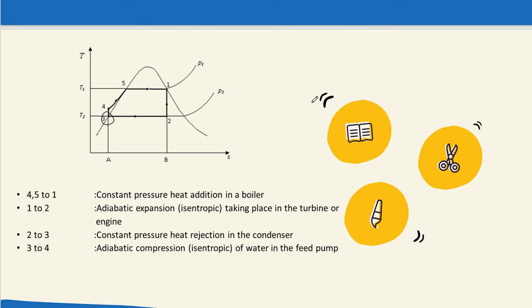Okay, here is the process for the Rankine cycle at 4, 5 and 1. Constant pressure heat addition in a boiler. 1 to 2, adiabatic expansion taking place in the turbine. 2 to 3, constant pressure heat rejection in the condenser, and 3 to 4 is adiabatic compression of water in the feed pump.